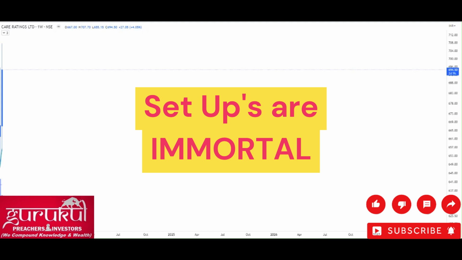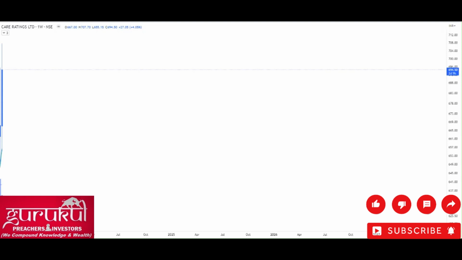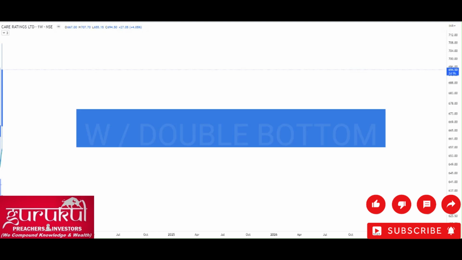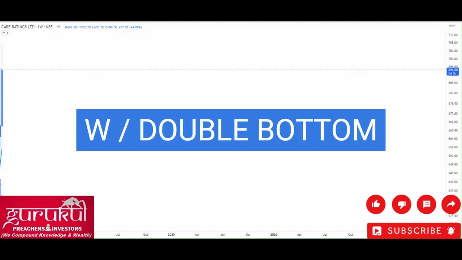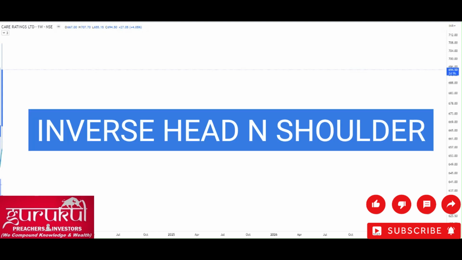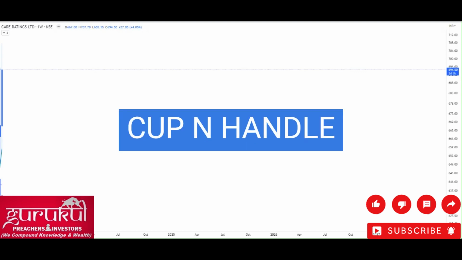Such setups are symmetrical triangle pattern, ascending triangle pattern, descending triangle pattern, W pattern or W bottom, or you can say double bottom, inverse head and shoulder pattern, rounding bottom pattern, cup and handle pattern.